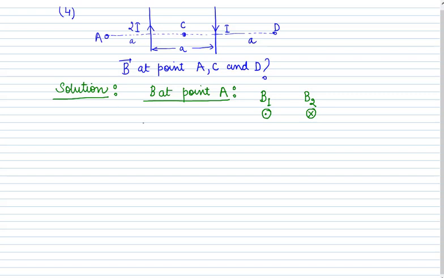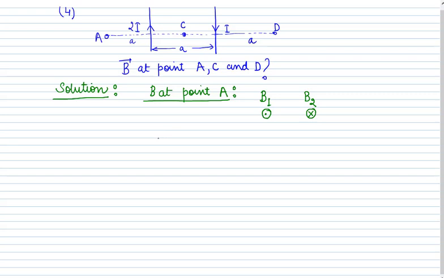Now we have to calculate the magnitude. After knowing the direction, we have to calculate the magnitude. Again, we have to use the formula ∮B·dl = μ₀I. We have to use Ampere's circuital law. If you want to know about the details of Ampere's circuital law, you can refer to my lecture.